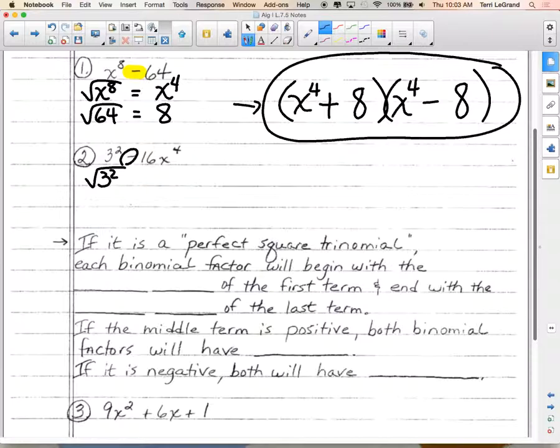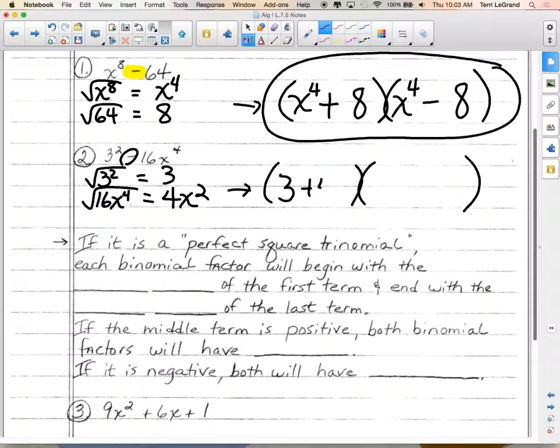The square root of 3 squared is? 3. The square root of 16x to the fourth is? 4x squared. It has subtraction. We already decided it is a perfect square. It is a special product. It is a difference of squares. So now we should be ready to set up our factored name. How will it look? 3 plus 4x squared times 3 minus 4x squared.